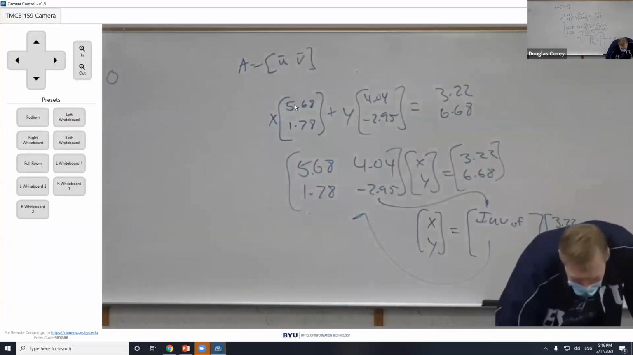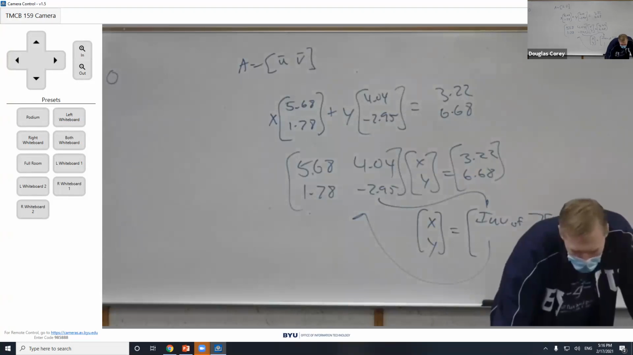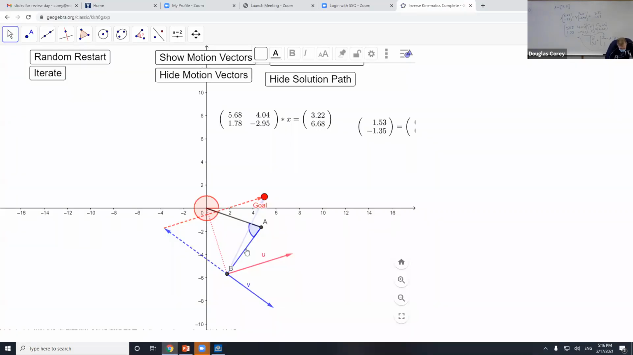So Sammy, you want to get me back there? Thanks. So that's how I got this 1.53. I found the inverse, and then I had GeoGebra do it. So find the inverse, multiply by that b, and it says 1.53, negative 1.35. And now I make the change. I use that. This tells me how much I should change each of those angles. As long as I change them in this proportion, I'll move almost along that purple line.